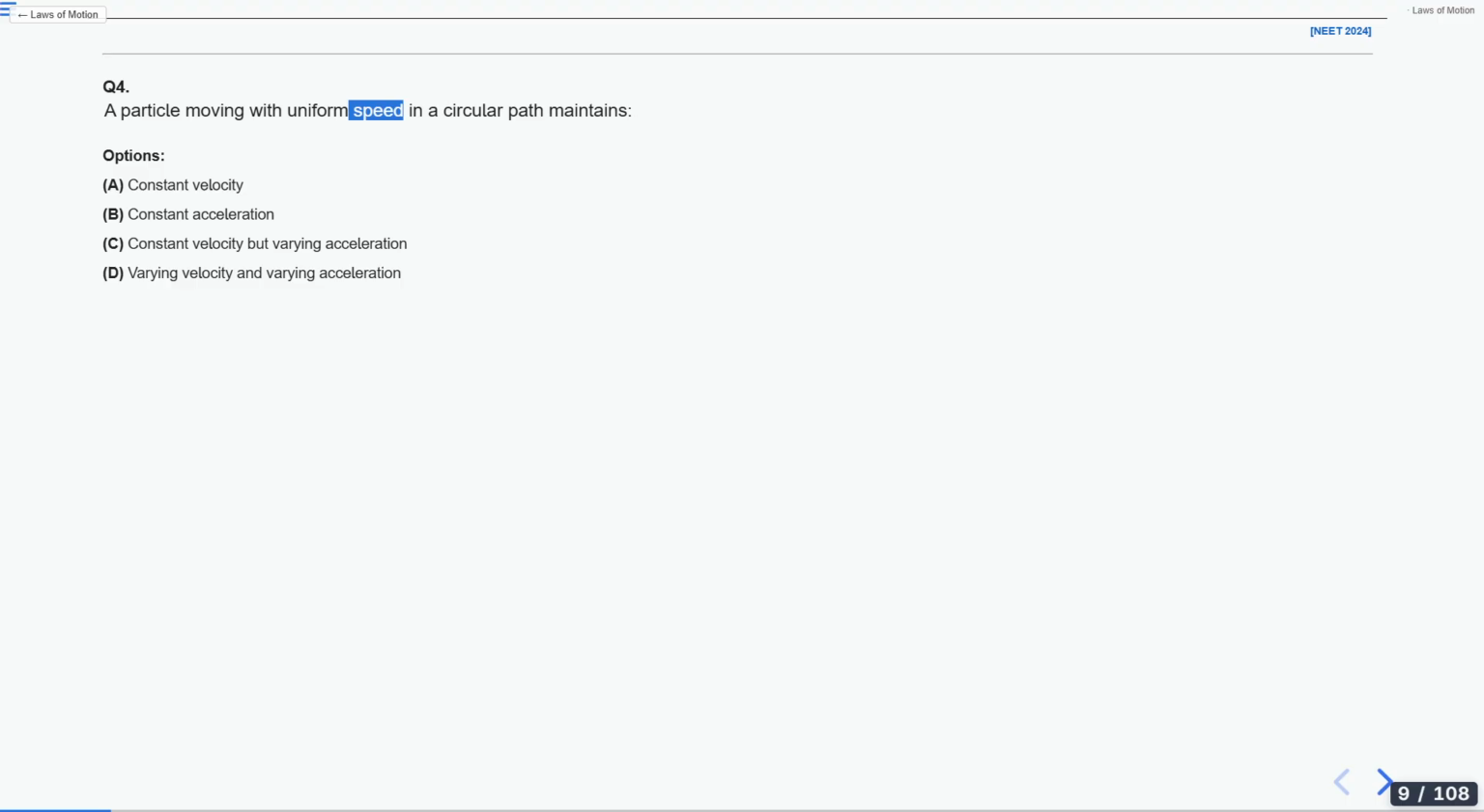If I tell you that my speed is 5 meters per second, it's correct. If I tell you my velocity is 5 meters per second, it's wrong, because you have to ask me, sir, in which direction are you traveling? Then it makes perfect sense. Speed is a scalar quantity and velocity is a vector quantity. A particle moving with uniform speed in a circular path maintains: constant velocity, constant acceleration, constant velocity but varying acceleration, or varying velocity and varying acceleration? Option D is the major answer from the students.